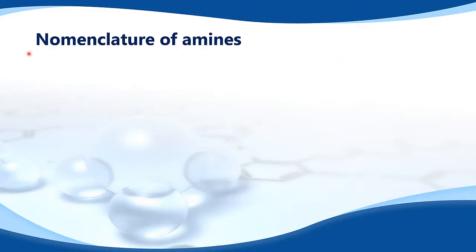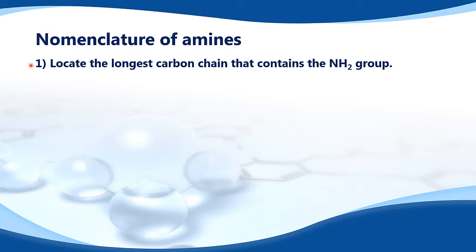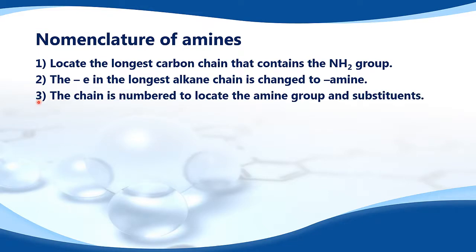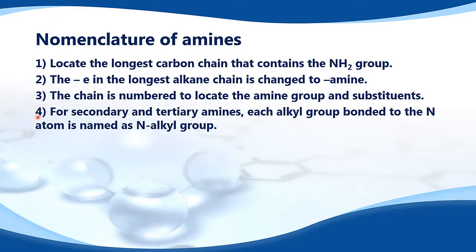Nomenclature of amines. Locate the longest carbon chain that contains the NH2 group. The E in the longest alkane chain is changed to amine. The chain is numbered to locate the amine group and substituents. For secondary and tertiary amines, each alkyl group bonded to the nitrogen atom is named as N-alkyl group.